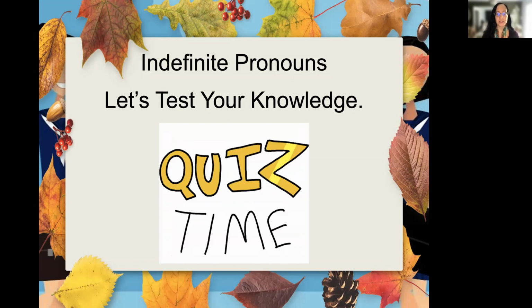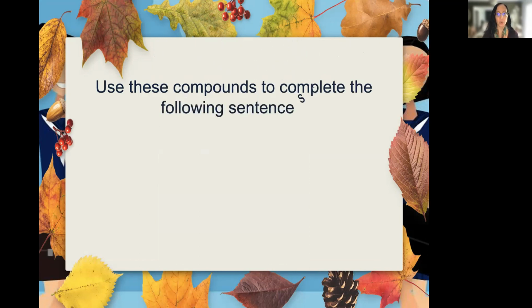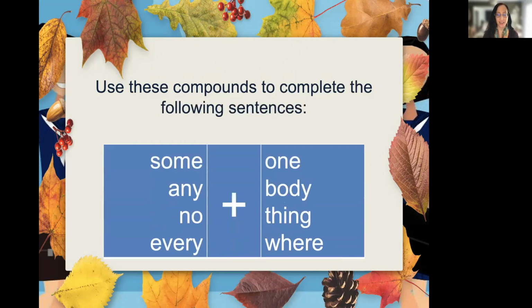Now, this was probably so easy for you. I did this a little quickly because I know that you know the three words. So I just wanted to give you a nice refresher. So now let's get ready for the quiz. Okay, use these compounds to complete the following sentences. Okay, some, any, no, and every. Now we do some plus one, some plus body, some plus thing, some plus where. And you can use this with any, no, and every.